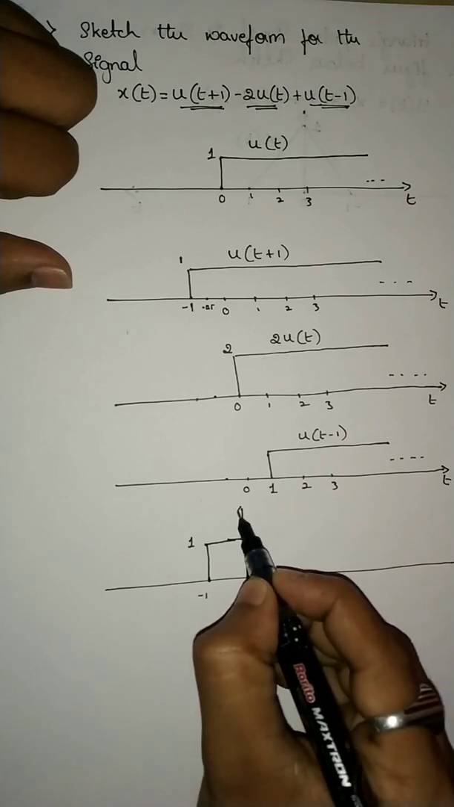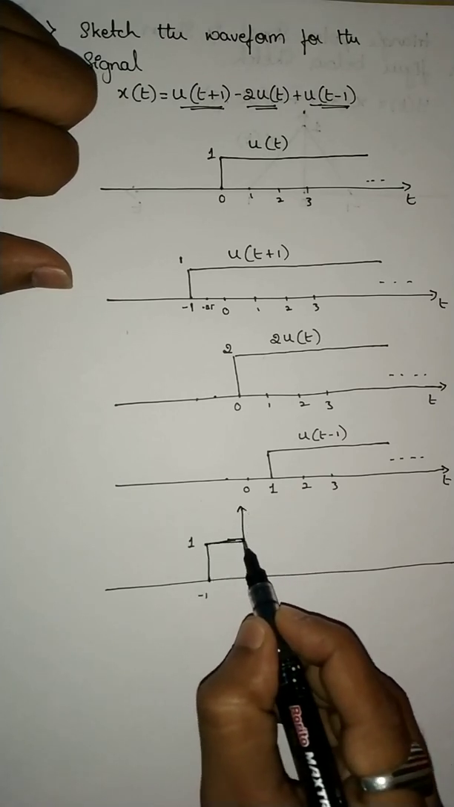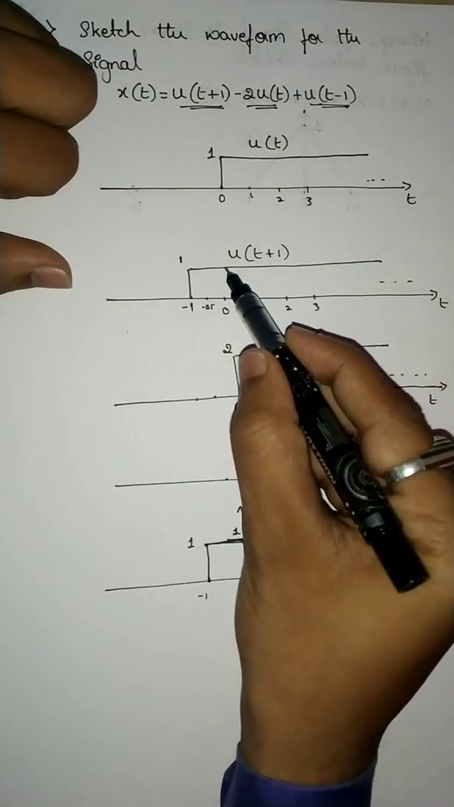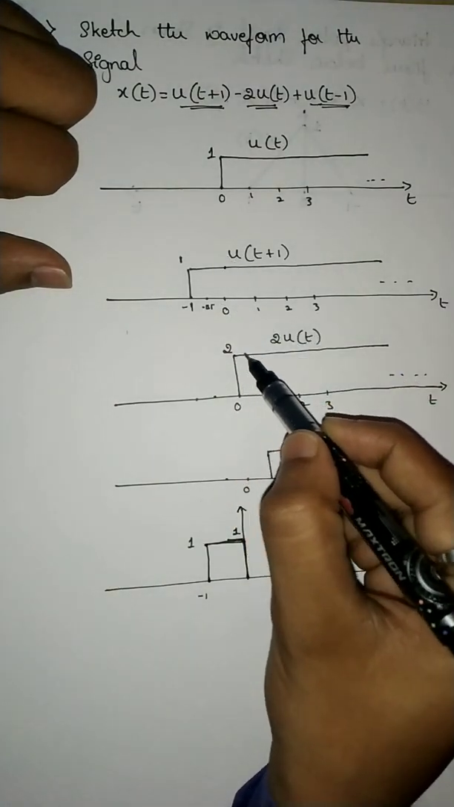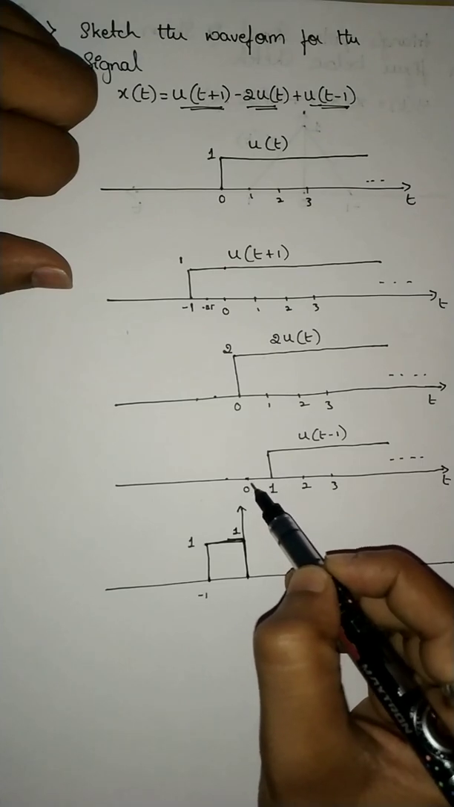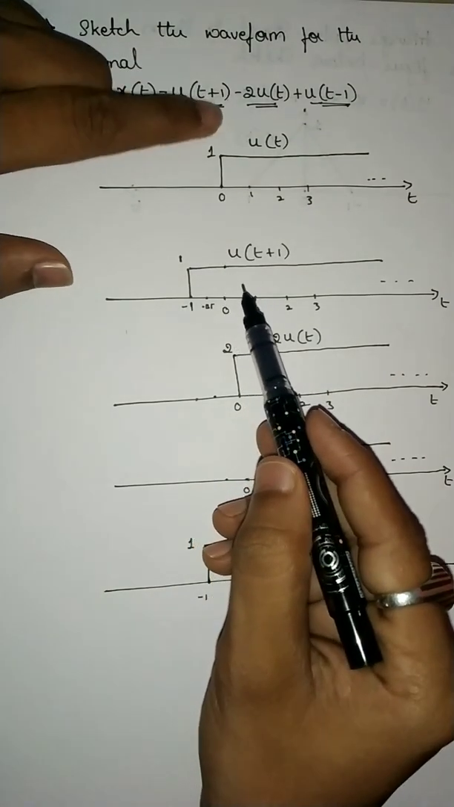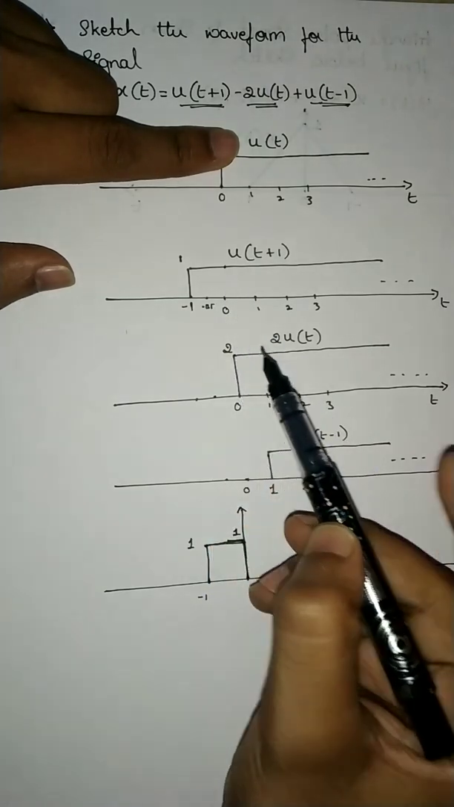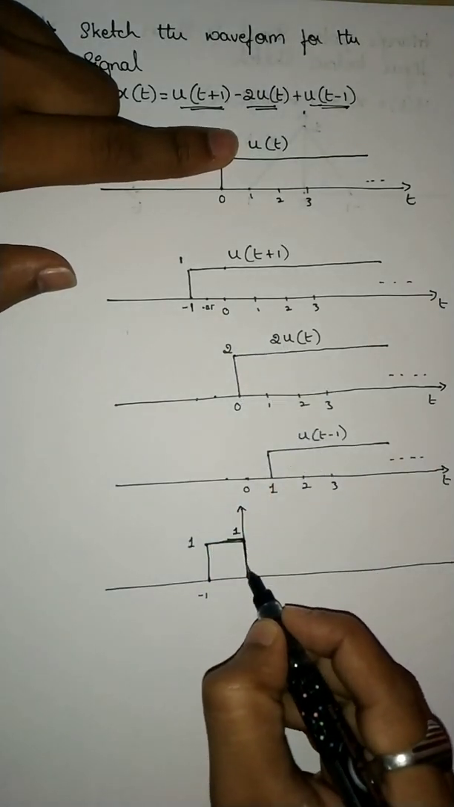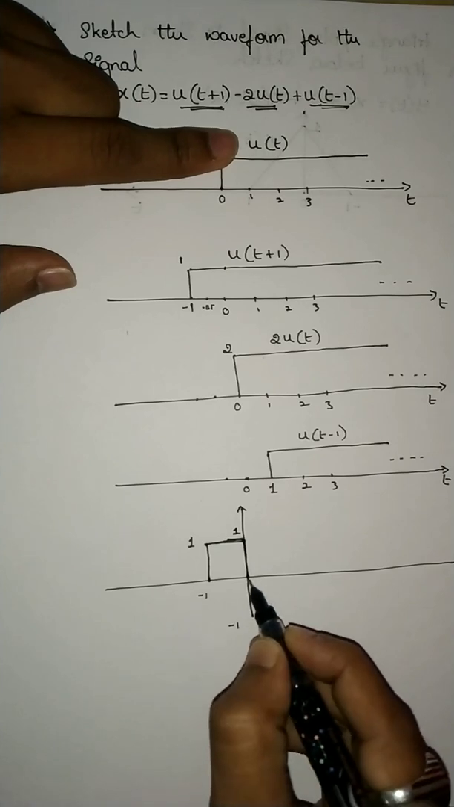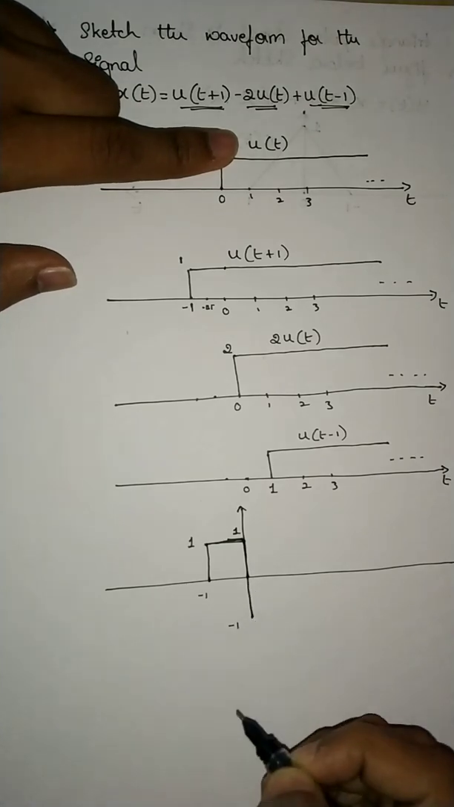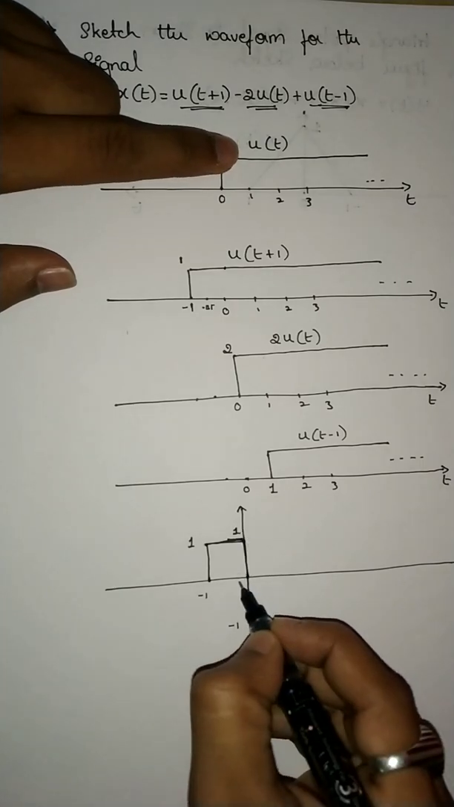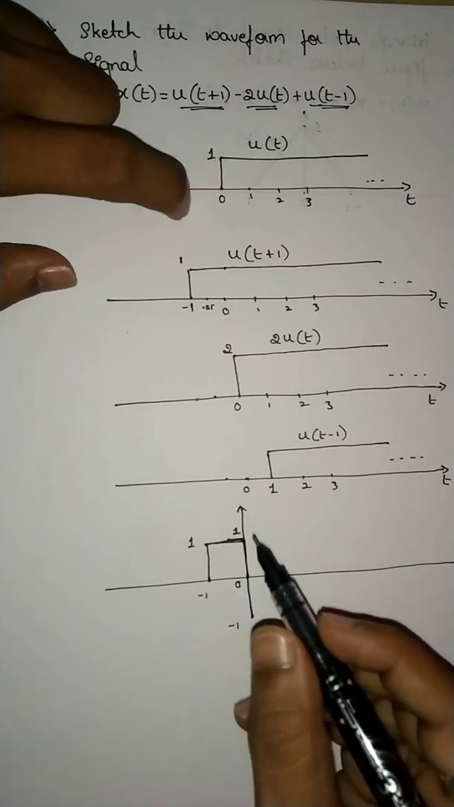Okay. Till 0 we will be getting amplitude as 1. And at 0, amplitude is 1, here amplitude is 2, and here amplitude is 0. 1 minus 2 times u of t. 1 minus 2 is minus 1, right? 1 minus 2 is minus 1. The amplitude becomes minus 1 at t is equal to 0.